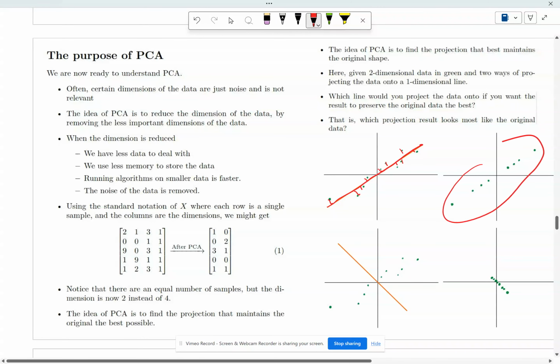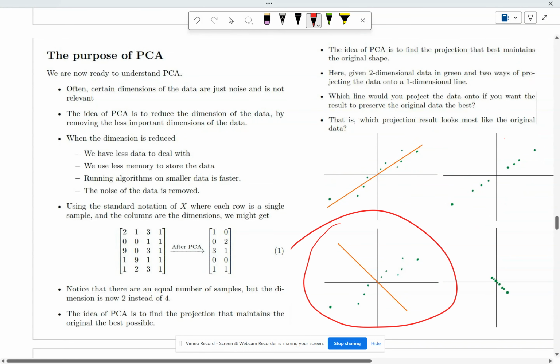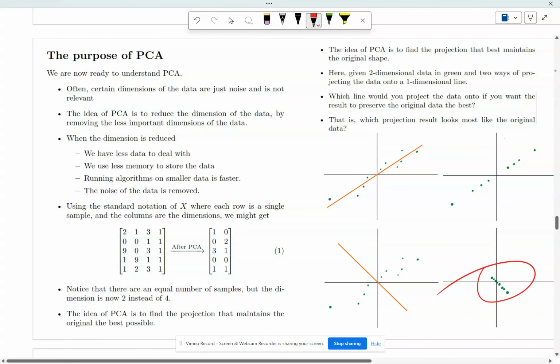The data after projection, you want it to look as similar to the original data as possible. So imagine if we had picked a wrong direction. So this was the right direction. If we pick the wrong direction, after the projection, we're going to get this. Does this look like the original data, or does this look like the original data?